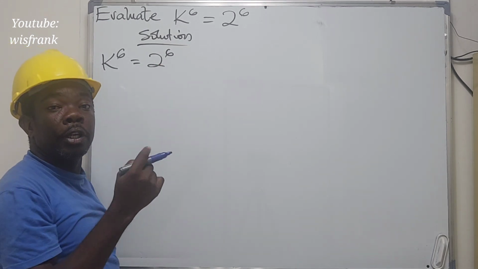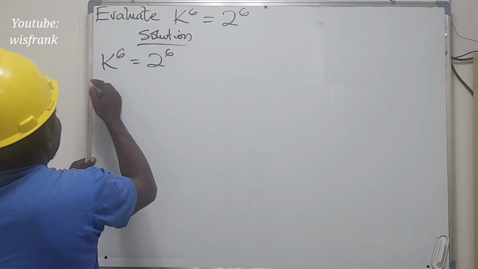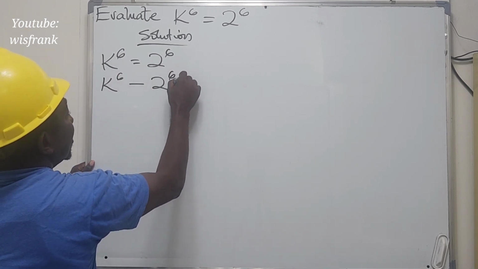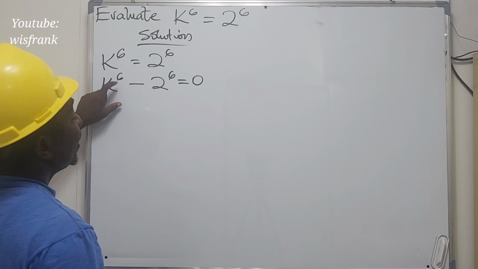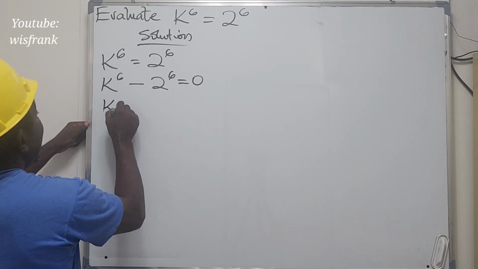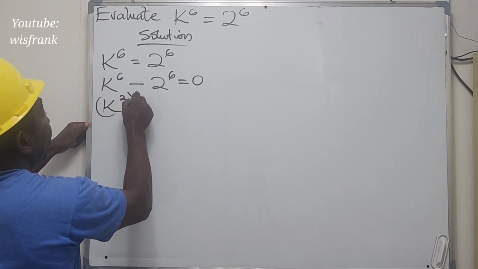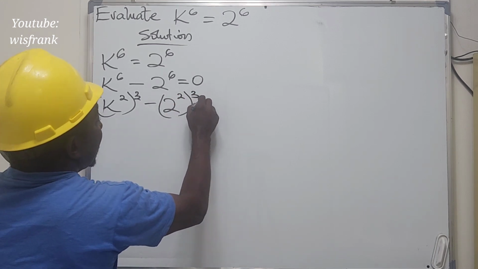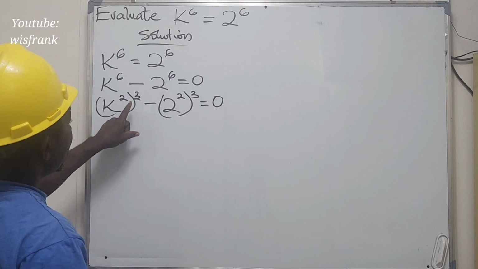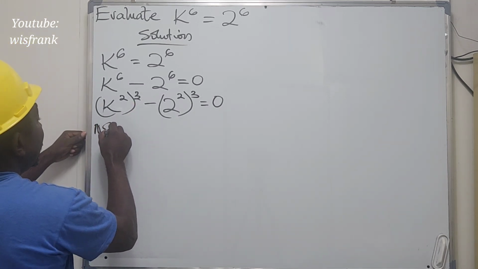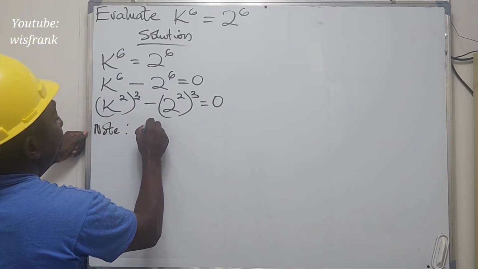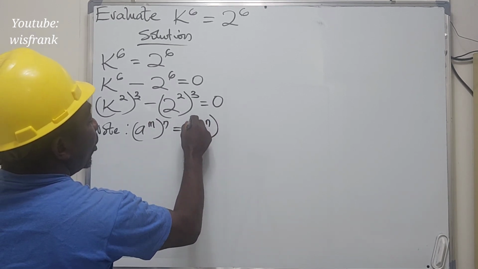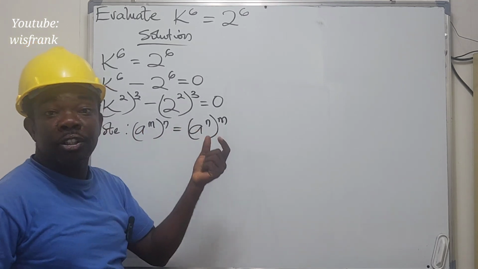So what we are going to do is transpose the right hand side to the left hand side. So this will become k to the power of 6 minus 2 to the power of 6 all equals 0. This 6 can be written as k to the power of 2 all to the power of 3 minus 2 to the power of 2 all to the power of 3 equals 0. So here we recall that when we have a to the power of m all to the power of n, it is the same thing as a to the power of n all to the power of m. We can interchange the power.